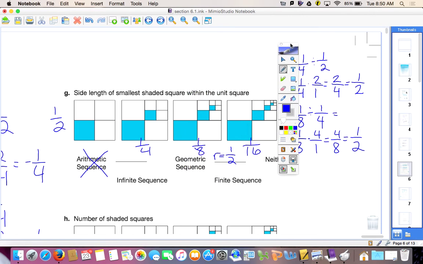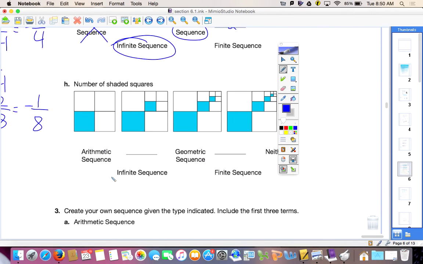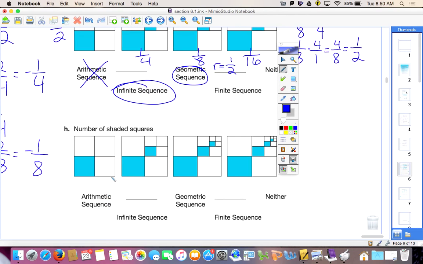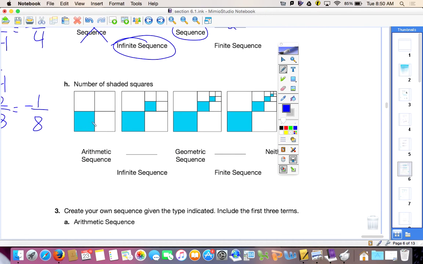Okay, so if I have a common ratio, that means I have a geometric sequence. And can this pattern continue forever? Technically, yes. It's infinite. Okay, number of shaded squares. What's happening each time? We're not going to spend much time on this. Here you can see that you've got 1 shaded, and this one 2 shaded. So 1 shaded, 2 shaded, 3 shaded, 4 shaded. Hopefully you can easily see that this is increasing by 1 each time. So it would be an arithmetic sequence. The difference would be 1, and again this would be infinite.